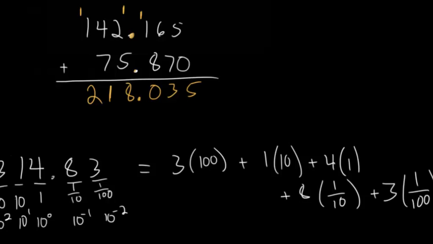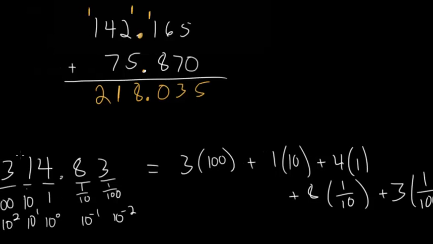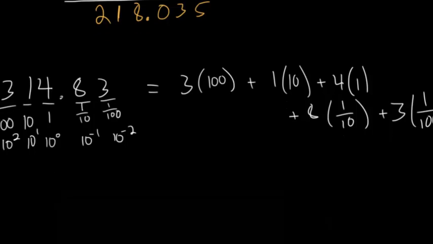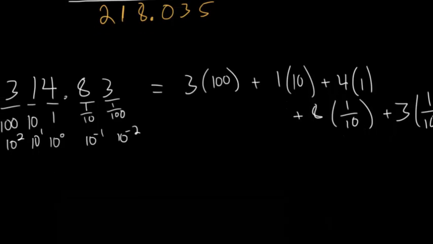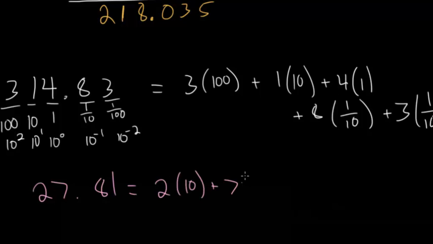Like when you see 314, you have 3 hundreds, 1 ten, and 4 ones, but really we usually think about them as all added together. But it works the same way with decimals as well. So let's say we're adding the number 27.81. When we break this up into its place values, we have 2 tens, 7 ones, 8 tenths, so that's from the tenths place, and 1 hundredth.